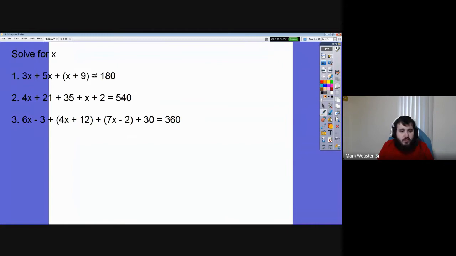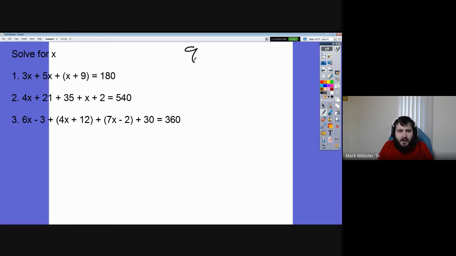So our first equation is this one, 3x plus 5x plus the quantity x plus 9. When we've got just plus signs, remember that the parentheses don't actually do anything, so we can just get rid of them. This is really just 3x plus 5x plus x plus 9, right? So how many x's are there total? 1, 2, 3, 4, 5, 6, 7, 8, 9.